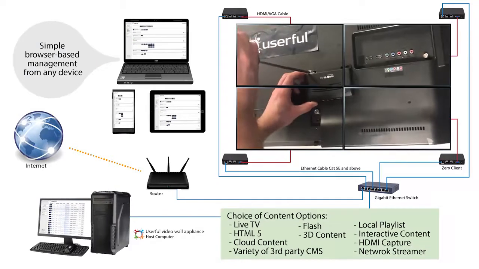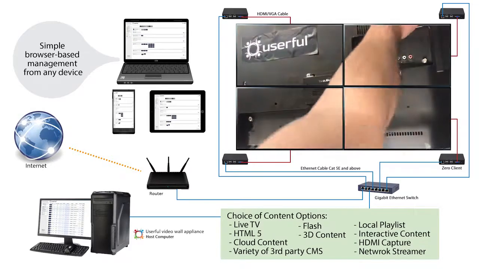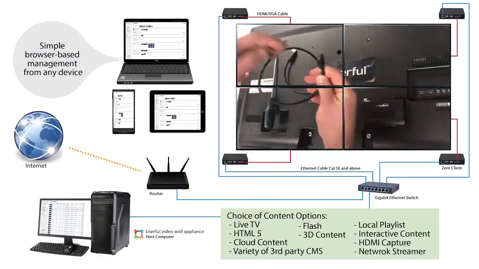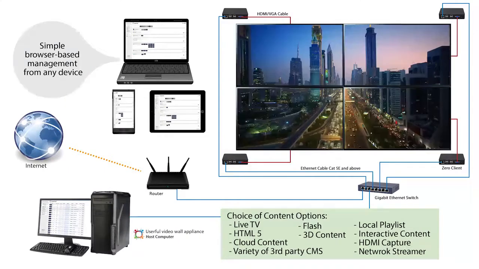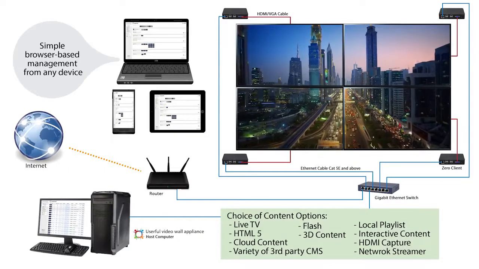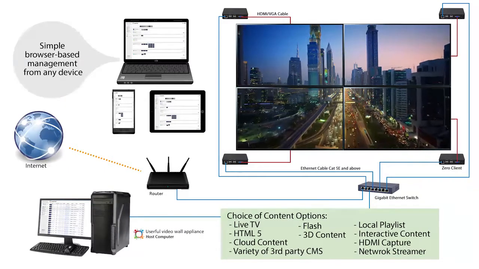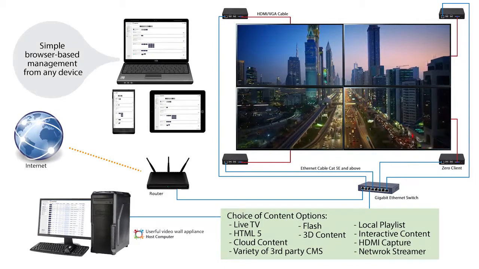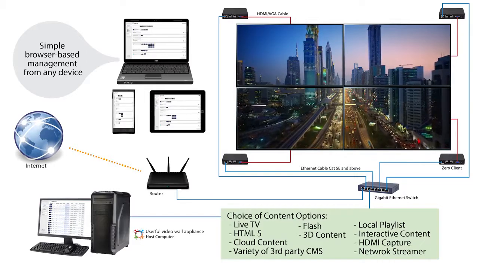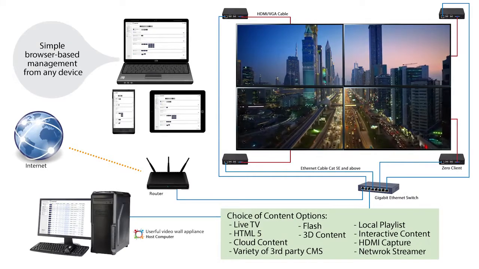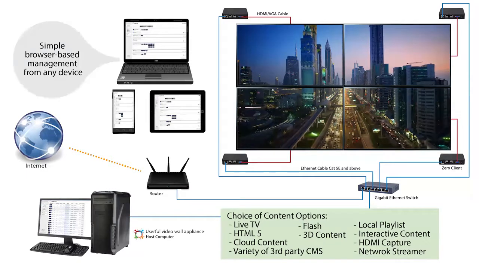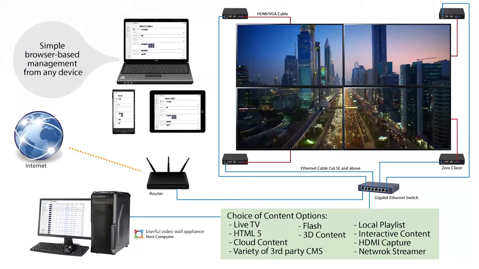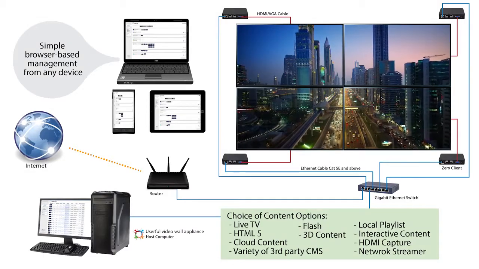Serial clients can be mounted on the back of the displays, as shown here, and they connect to the displays using HDMI or VGA cables. HDMI connections will give you a better quality output. The USERFUL video wall system can be managed and configured either on-site, from the USERFUL appliance or host PC, or remotely, using USERFUL's simple browser-based management tool from any connected device, laptops, smartphones, tablets, etc. That's how simple it is to set up your USERFUL video wall.